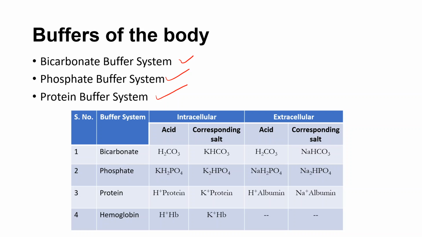the table mentioned this is an intracellular and this is an extracellular. And in the intracellular, the acid component is this, and corresponding salt is this. And in the extracellular, the acidic component is this, this is the weak acid, this is the corresponding salt, exactly like this. So let's discuss individual buffer systems like phosphate buffer systems and bicarbonate buffer systems.